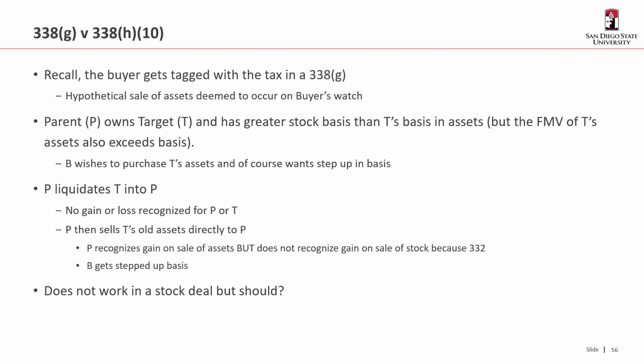So P liquidates T into P. Recall there's no gain or loss recognized for P or T, and P then sells T's old assets directly to B. P recognizes gain on the sale of assets, but does not recognize the gain on the sale of stock because of 332. B gets the stepped up basis. This does not work in a stock deal. And the question is, shouldn't it?